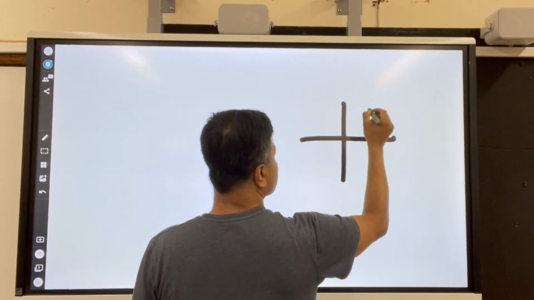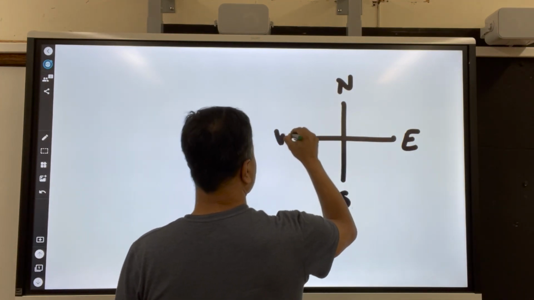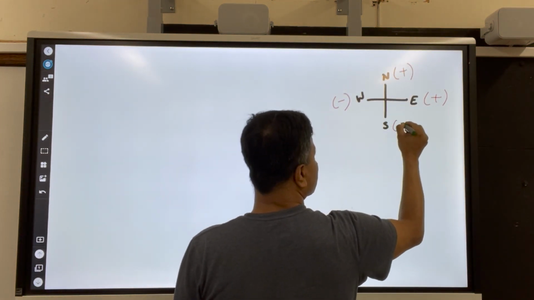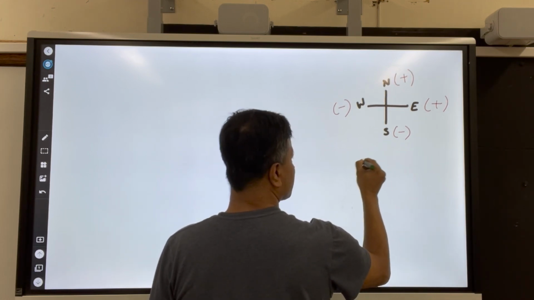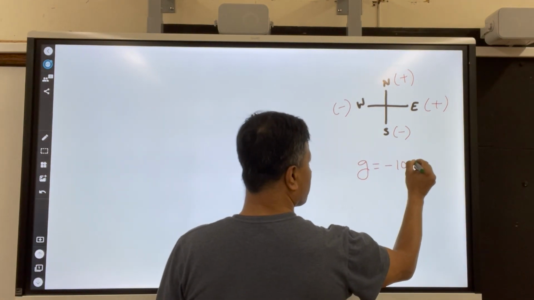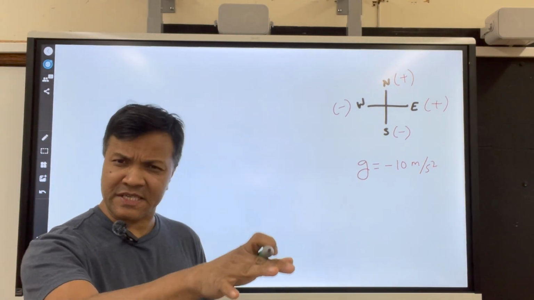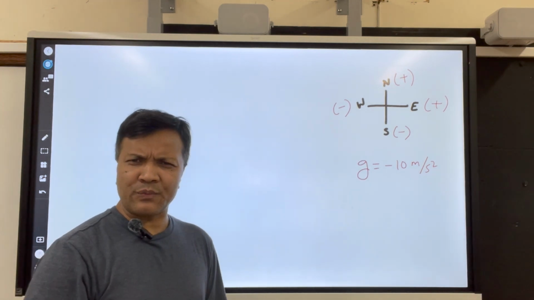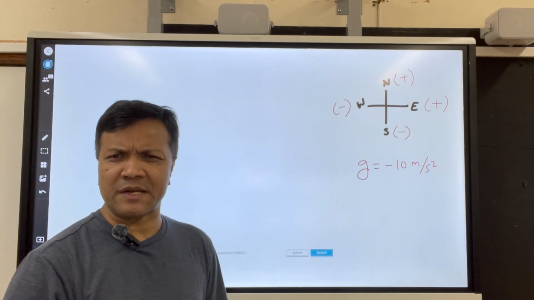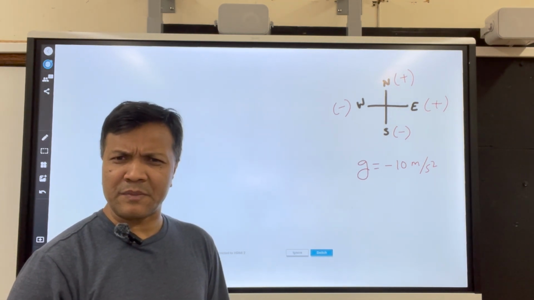Our convention is, this is north, this is south, this is east, and this is west. East means positive, west means negative, north means positive, and south means negative. Acceleration due to gravity, we're going to use the symbol lowercase g, and we're going to use negative 10 meter per second square. Today, tomorrow, next 10 months, next 10 years, when you do a bachelor's degree in physics, a PhD in physics, you're still going to use negative 10 meter per second square. When you do research in physics, then probably you're going to use negative 9.81 meter per second square.